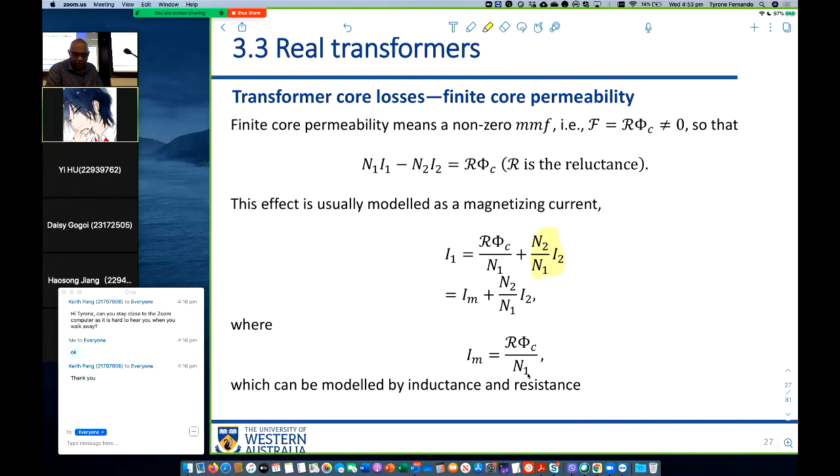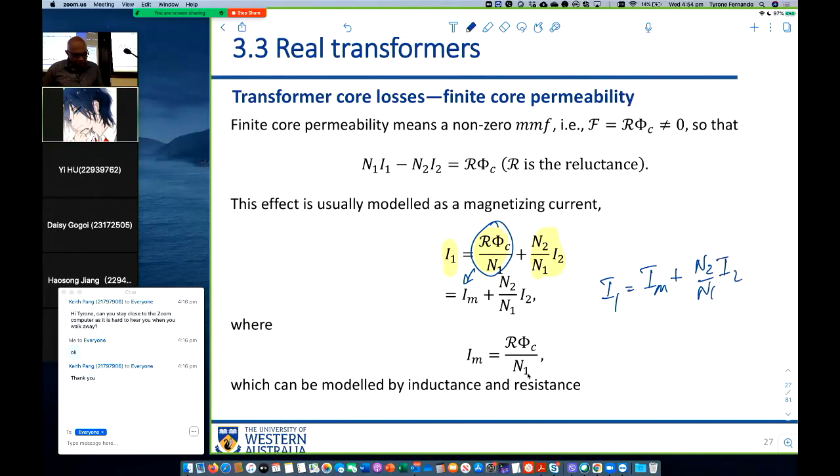I1 on I2 is equal to N2 on N1. So I1 here must equal N2 on N1 times I2. That's from the ideal transformer equation. But now we have this additional term, reluctance times phi c divided by N1. We can define this as the magnetizing current, so we give it that name, magnetizing current. So I1 is in fact equal to Im plus N2 on N1 I2.